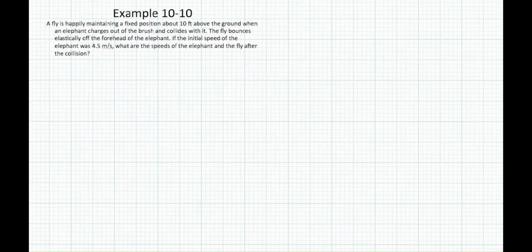We're back. This is example 10.10, and we were just talking about the requirements for an elastic collision. That means that initial momentum must equal final momentum, and also initial kinetic energy must equal the total final kinetic energy as well.